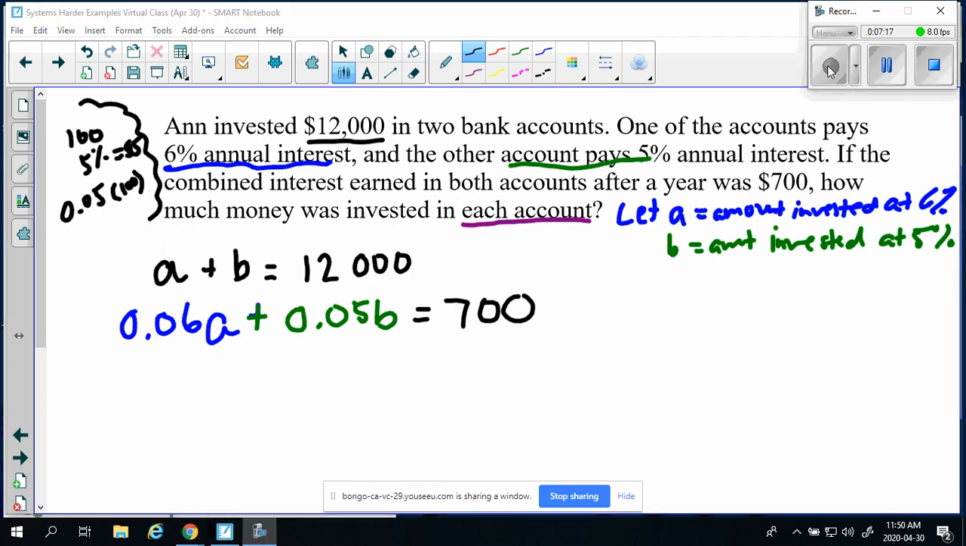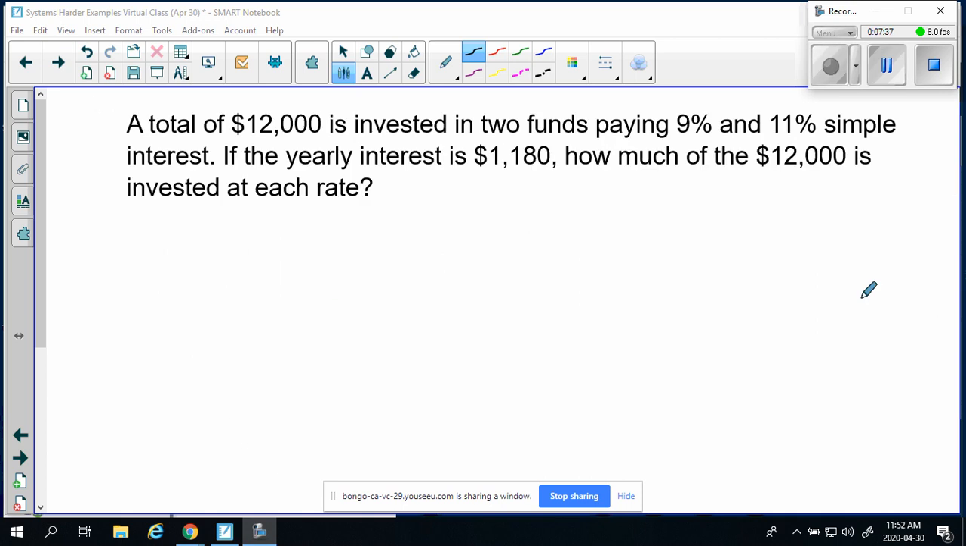There's our two equations. I'm not going to go through and solve them right now. If you're interested in how you would solve this, see yesterday's virtual class recording, because you can solve this by elimination, by multiplying the top equation by 0.06, and you can knock out a variable by elimination, or you can do it graphically. But I just wanted to show you how you can set up the equations to do this.